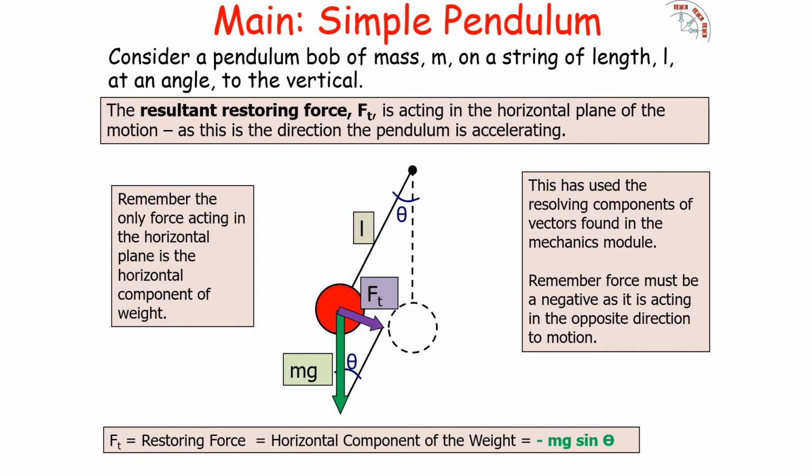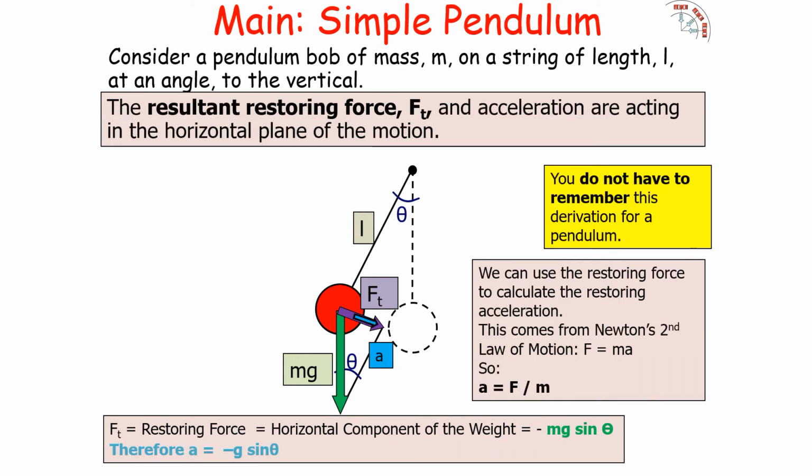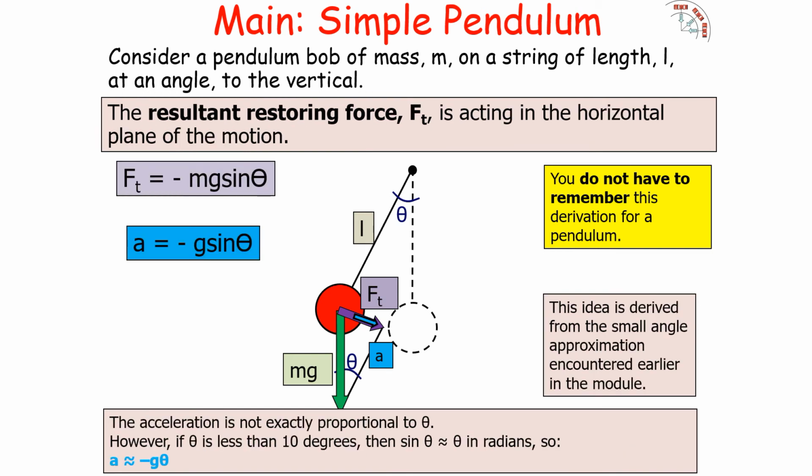And once again, we know that A is equal to F over m, so therefore we can say A is equal to minus g times sine theta, as we've popped it into that particular equation. So as you know, Ft is now the restoring force, and A, we can then actually simplify this a bit further, because if we say it's for angles displaced of less than 10 degrees, we can use the small angle derivation to say sine theta equals theta. So now A is equal to minus g theta.